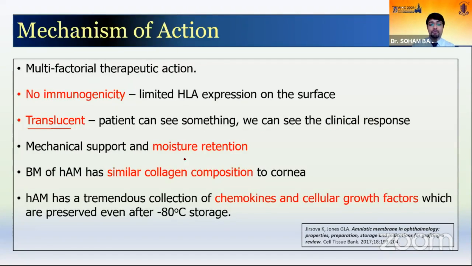Then there is the mechanical support and moisture retention. It has the ability to hydrate and store water, so any dry surface, any poorly wet ocular surface, is able to retain moisture. And then chemical-wise, it is very similar to that of the cornea. It has a huge collection of chemokines and cellular growth factors, a real alphabet soup going on there. Name it, it's there in the amniotic membrane. And the best part is, even after storage at -80°, some of these chemical factors are preserved.